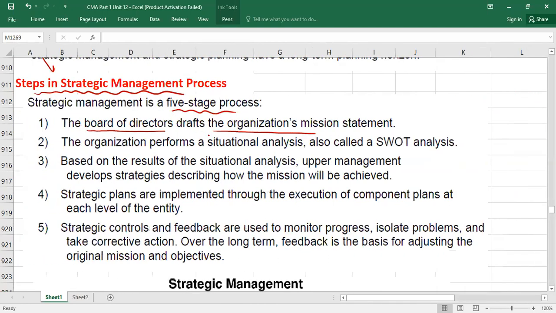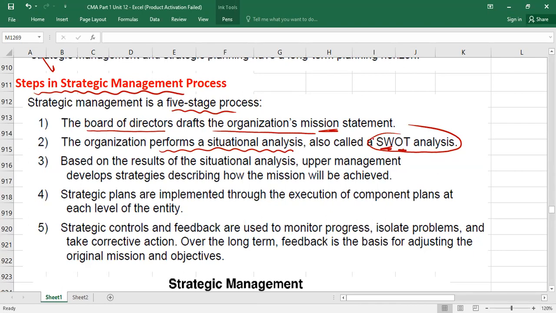The board of directors drafts the organization's mission statement, and we will study the mission statement in more detail later. But here I'm just guiding you overall through the 5 stages. Number two, the second step: the organization performs situational analysis, which is also called SWOT analysis. SWOT is the abbreviation. SWOT stands for strengths, weaknesses, opportunities, and threats.